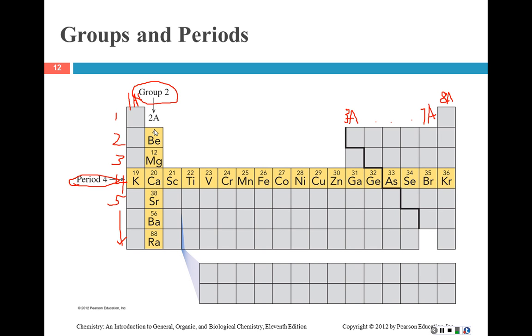And so the things that are in group 2A are going to have similar atomic properties and often similar reactions they'll undergo, and also similar physical and chemical properties in general that you'll see as you move down a group.